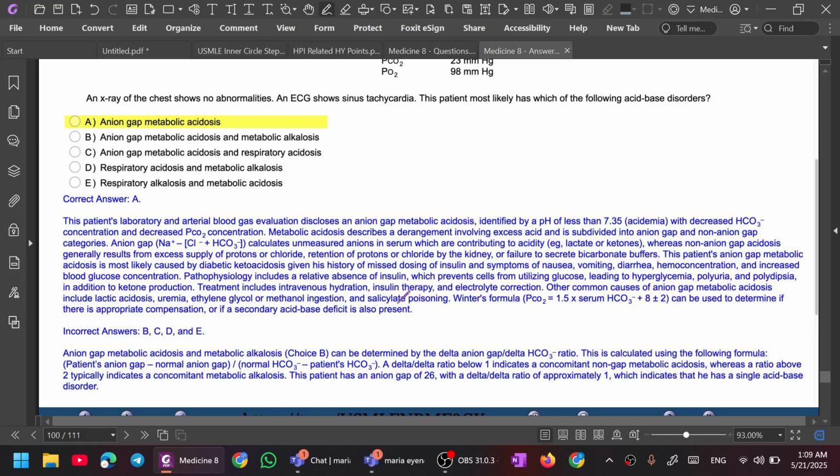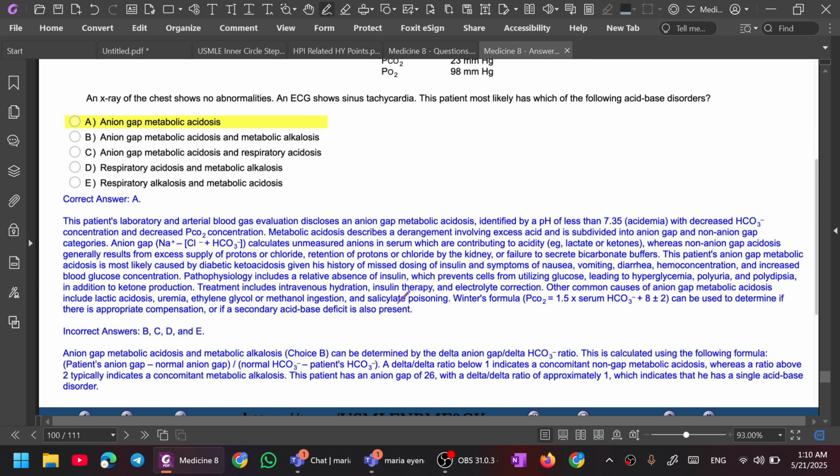Anion gap metabolic acidosis and metabolic alkalosis can be determined by the delta anion gap over delta bicarb ratio. This is calculated using the formula: patient anion gap minus normal anion gap, over normal bicarb minus patient bicarb. A delta delta ratio below 1 indicates a concomitant non-gap metabolic acidosis, whereas a ratio above 2 typically indicates concomitant metabolic alkalosis. This patient has an anion gap of 26 with a delta delta ratio of approximately 1, which indicates that he has a single acid-base disorder.